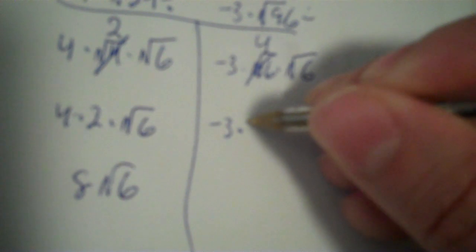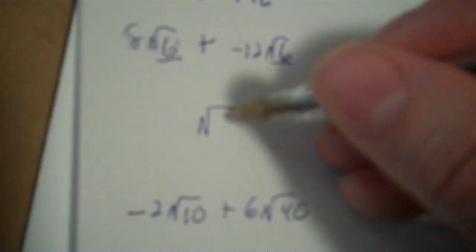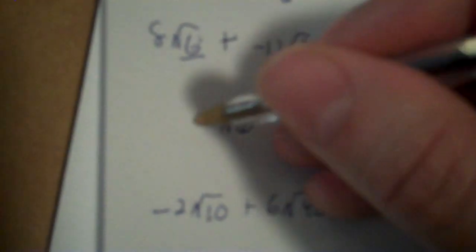So the square root of 16 equals 4. So you have negative 3 times 4 times the square root of 6. Negative 3 times 4 is negative 12, and then square root 6. So now I have negative 12 square root 6. So now the square roots match, which is what we need for adding, okay? And then 8 plus negative 12 is negative 4.